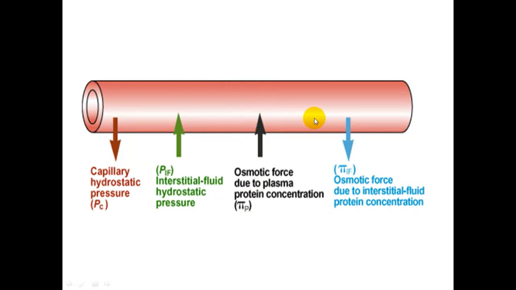So as the fluid moves, the osmotic forces due to interstitial fluid protein concentration will also tend to pull. We also have plasma protein which is found within the interstitial space. So this osmotic pressure, as a result of protein found within the interstitial space, will tend to pull also some amount of fluid from the plasma.